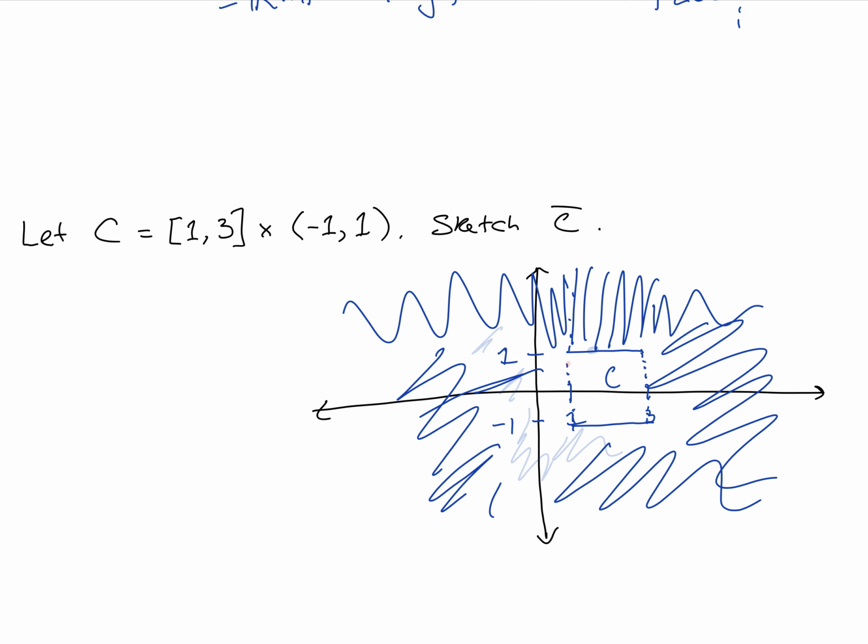So here is C, and C complement is everything outside of that. Again, I've drawn dotted lines vertically because the actual points here are not included in C complement. They are actually in C, whereas I've drawn solid lines here that are horizontal because those points are in C complement. They are not in C.